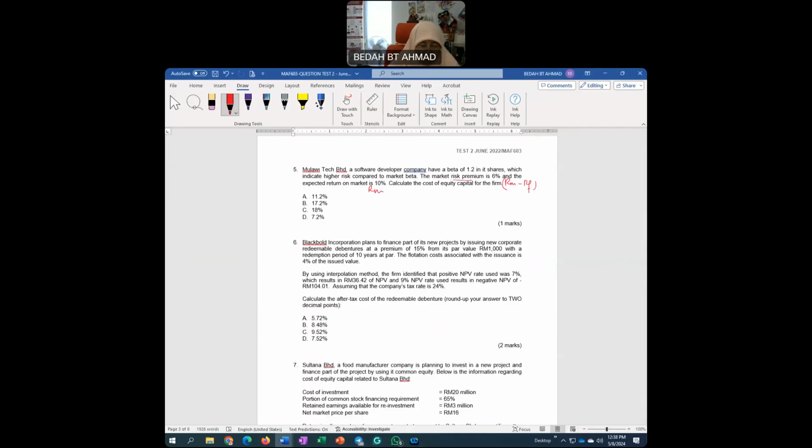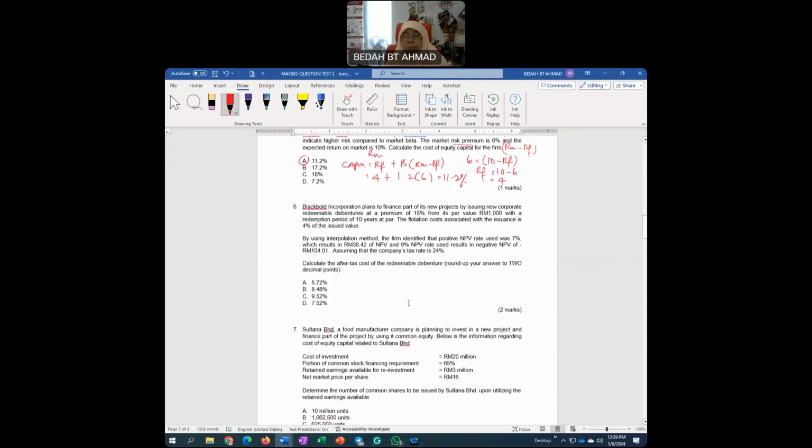So since you have beta, that means you need to use the CAPM, which is RF plus beta times RM minus RF. So you need to find the RF. The risk premium is 6, so it is equivalent to RM 10 minus RF. So RF is 10 minus 6, so it's 4. So here it is 4 plus beta 1.2 multiplied by the difference of return on market and risk-free, which is 6. So 1.2 multiplied by 6 plus 4 gives 11.2%. The answer is A.